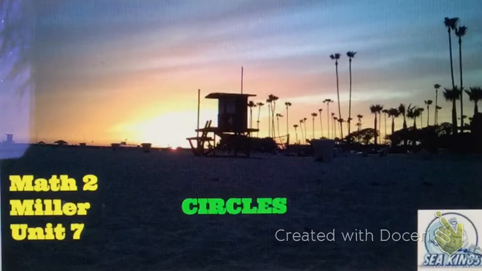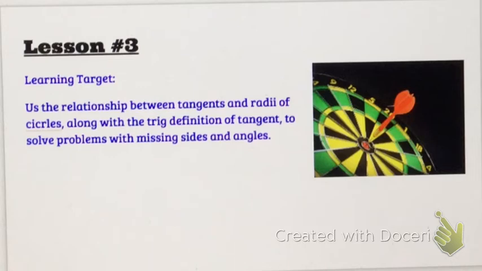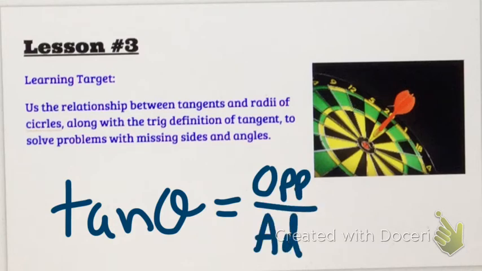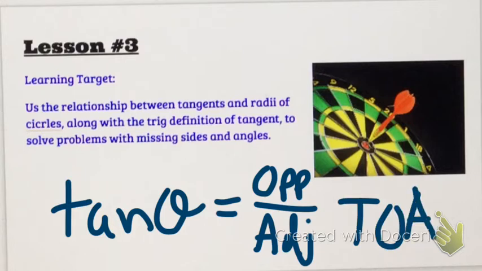Okay, it's time to get into lesson number 3 here. This is all about, you guessed it, tangents. Here's what we know so far: the tangent of an angle is equal to the opposite side length divided by its adjacent side length. That is the TOA in the SOHCAHTOA, so to speak.